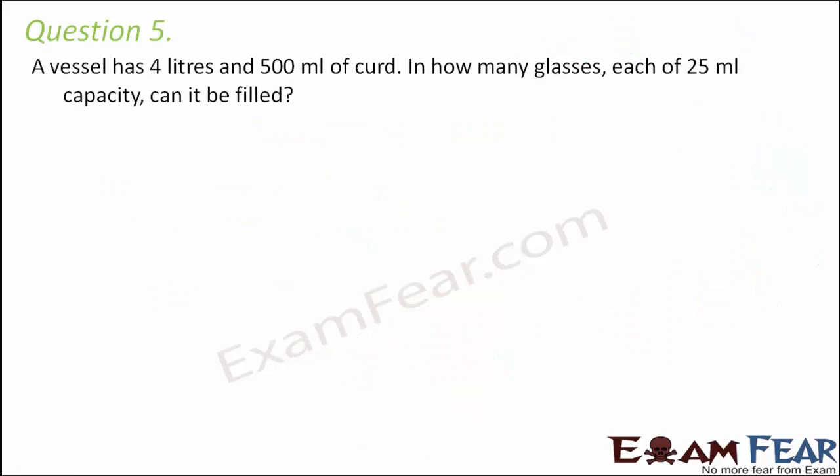Question number 5. A vessel has 4 liters and 500 milliliters of curd. In how many glasses, each of 25 ml capacity, can it be filled? So the total volume of curd in the vessel is 4 liters 500 milliliters. So let us first convert it into 1 unit. Let's say we convert it into milliliters. Now 1 liter is equal to 1000 milliliters. If you want, you can recall it using the sequence of the units. So this would be 4000 plus 500 milliliters.